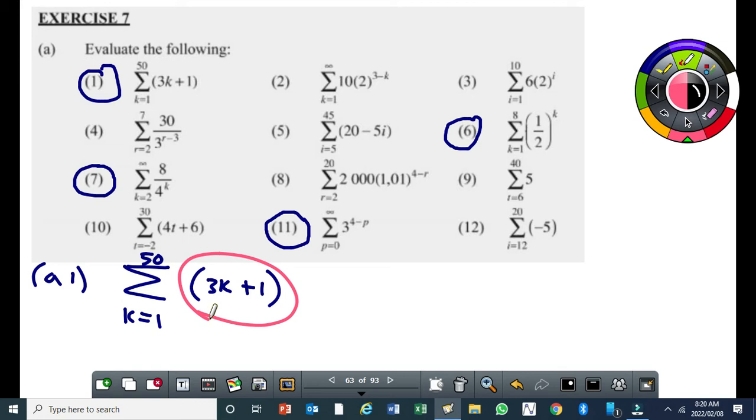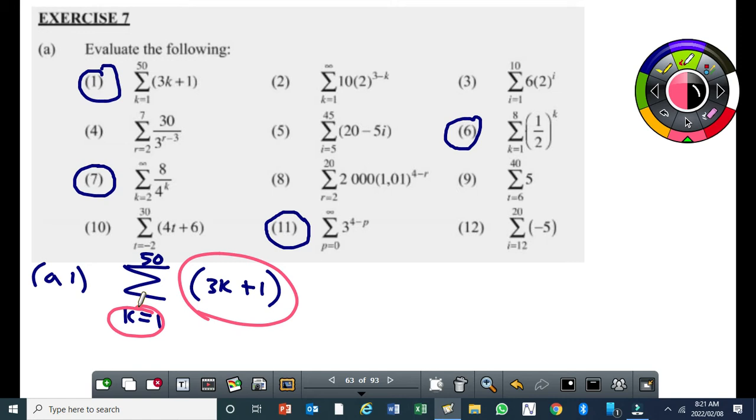Then, when we want to determine the terms in that series, we need to know what is the first term, second term. So we substitute the values of k starting from 1, that is k equal to 1, up to k equal to 50. Now, because we are starting from k equal to 1, it means that the number of terms of this series is going to be 50. If we're starting from k equal to 0, the number of terms will be 50 plus 1. If we're starting, say, from k equal to 2, the number of terms will be 49.